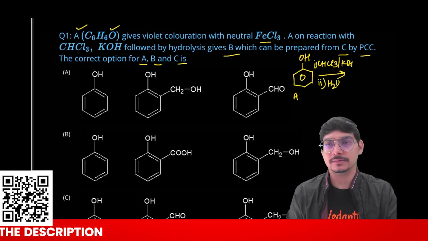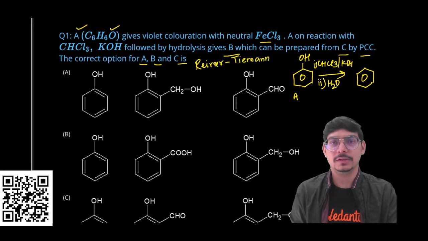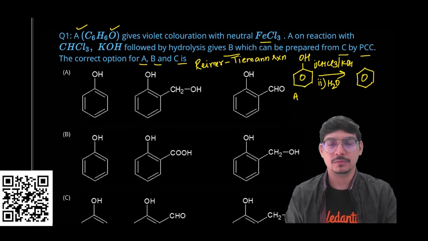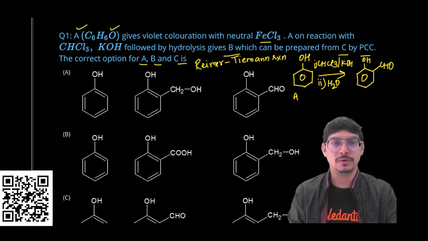Hydrolysis, let's say this. Now this is a very famous reaction called the Reimer-Tiemann reaction, which is an example of a formylation reaction where we react a phenol compound with chloroform and KOH followed by hydrolysis. We have the formyl group coming on the ortho position, which is the major product. So the compound B should be this benzene with OH and CHO group at ortho position, which is salicylaldehyde.